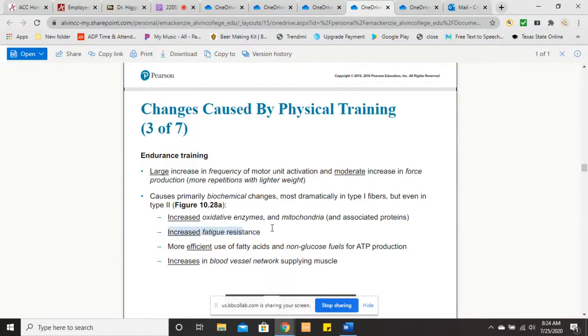Why? Because you're not tired as fast. Why? Because you have increased fatigue resistance. That is a result of endurance training. And endurance training focuses on repetition. That's why I'm saying running. Running is just you repeatedly moving your legs. When you hear the word repetition with light weights, think possibly running. That's a type of endurance training.